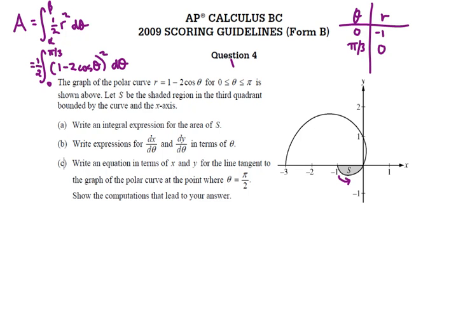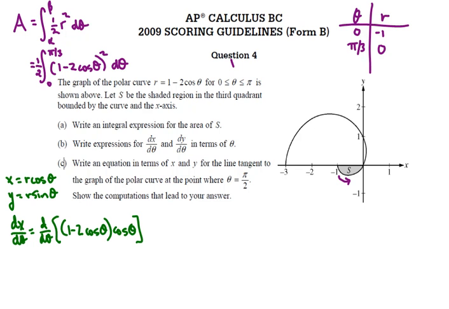We want to write expressions for dx d theta and for dy d theta in terms of theta. For our x's and y's, we have to remember that x is equal to r cosine theta and y is equal to r sine theta. So then dx d theta would be the derivative with respect to theta of 1 minus 2 cosine theta, which is our r, times cosine theta. To evaluate that derivative, we could either use the product rule or multiply it out and then find the derivative.